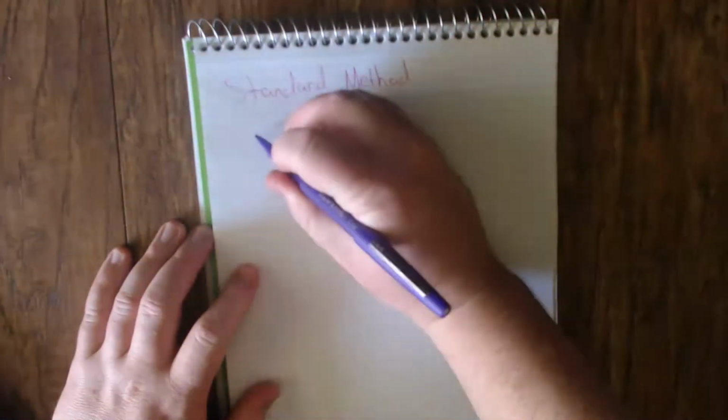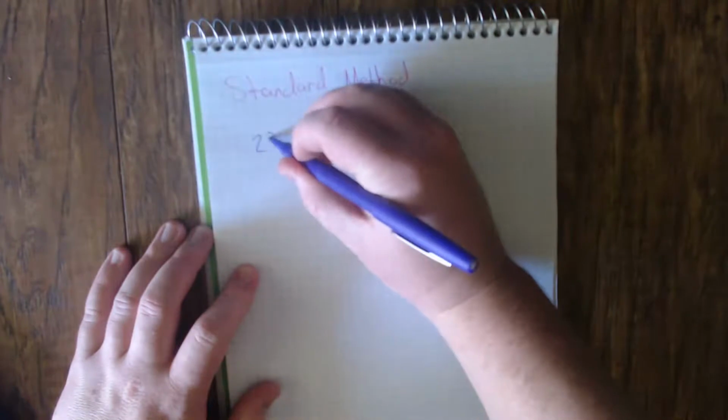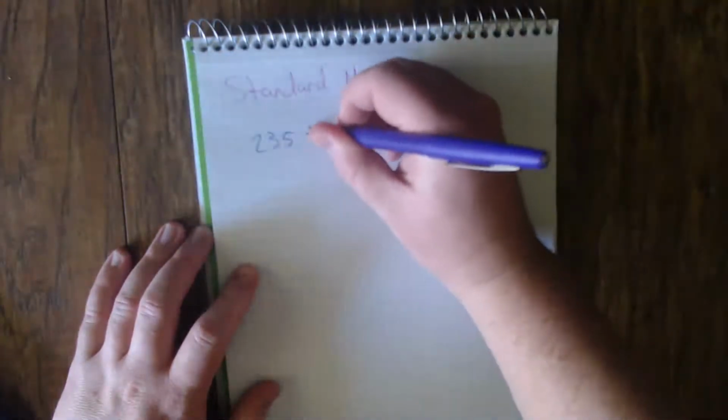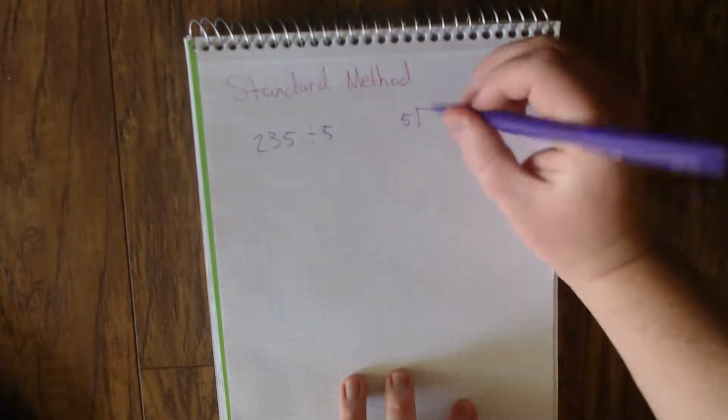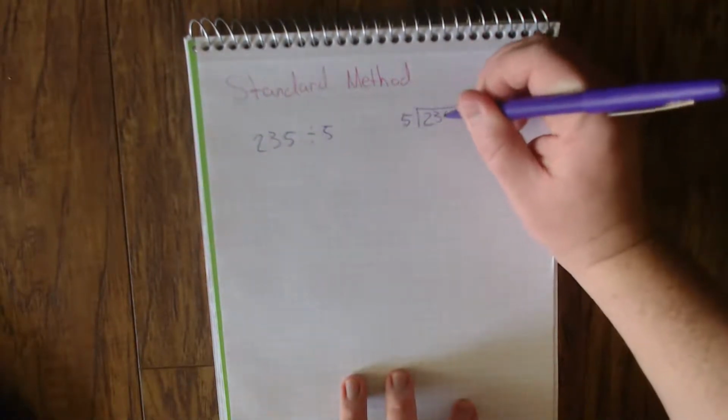So if I have a number and it is 235 divided by 5, I'm going to rewrite it as 5 divided into 235.